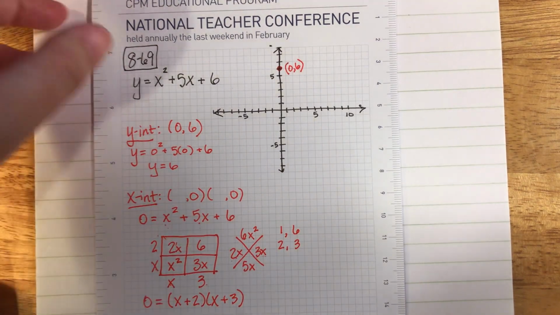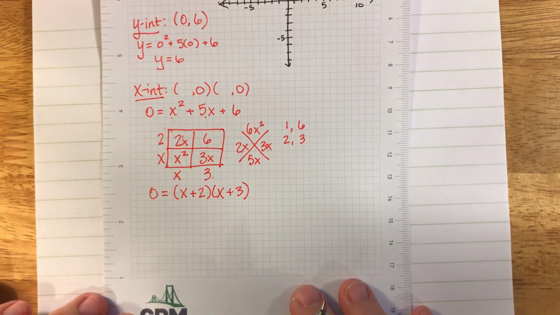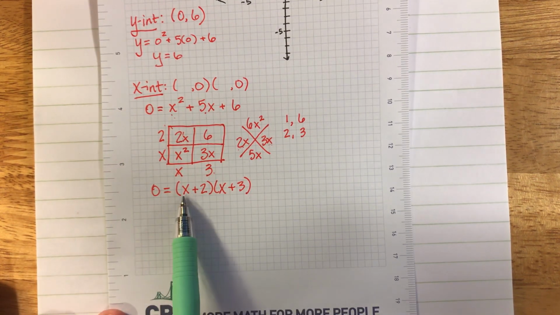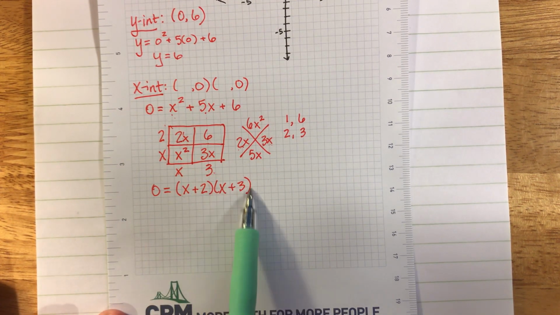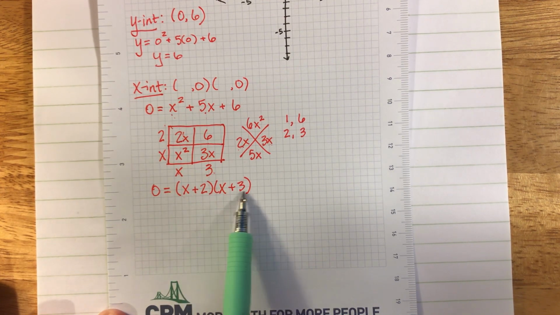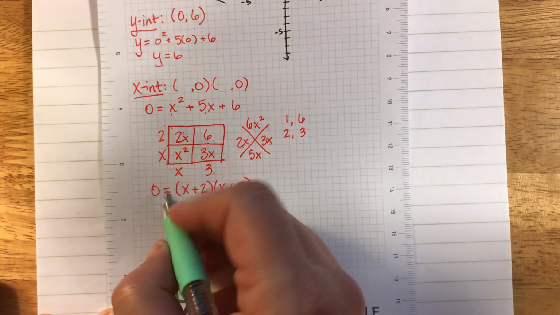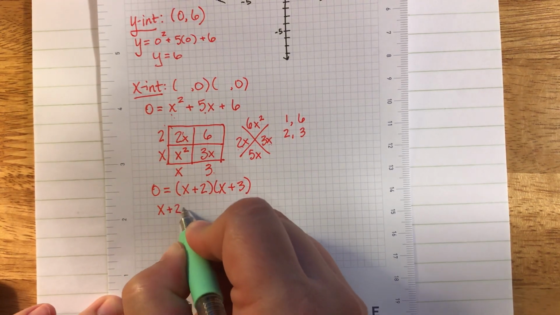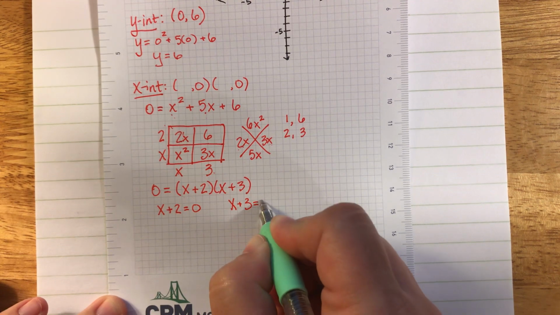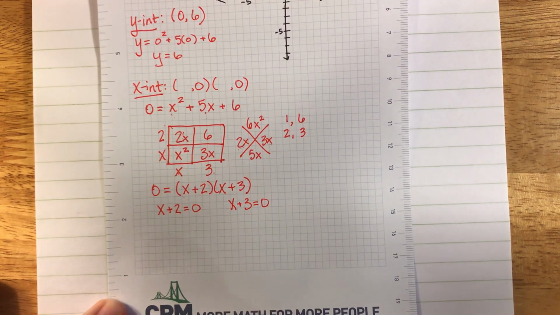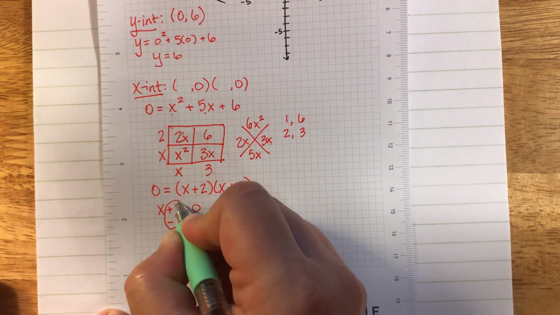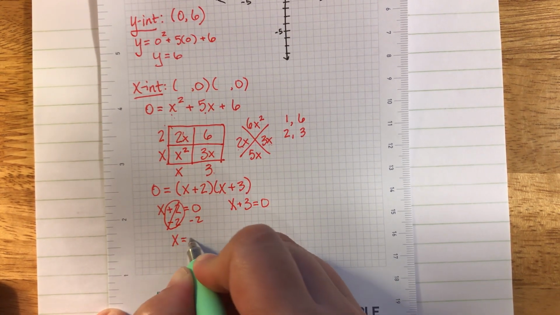Now I can use the zero product property to help me figure out what the x's are. So zero product property, remember, it says if I have two things that are being multiplied, two or more things, and it equals 0, one of those things must be 0. So that means either x plus 2 must equal 0, or x plus 3 must equal 0. So now I can solve these two equations. Subtract 2 from both sides to cancel out this plus 2, and I get x equals negative 2.